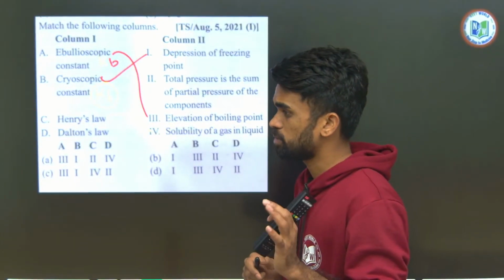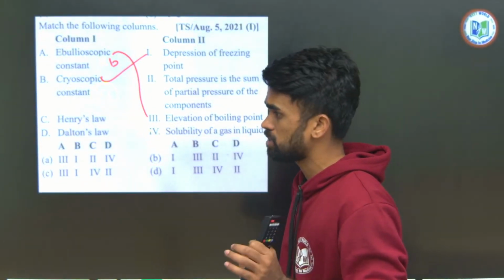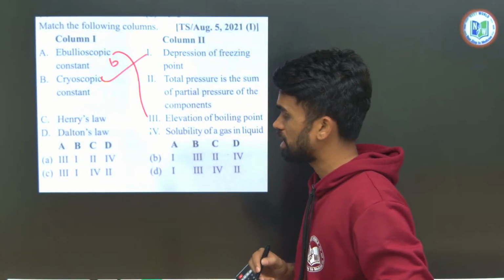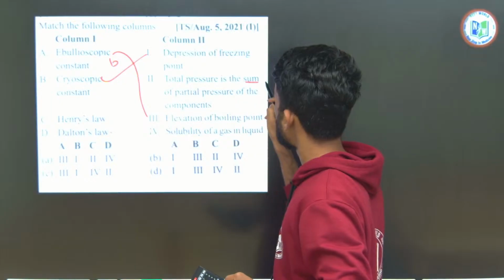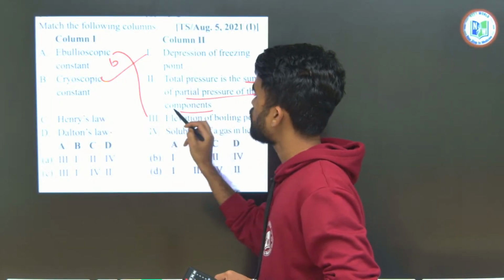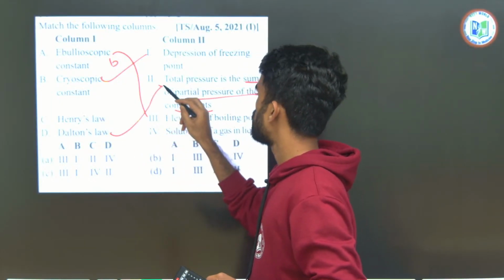Henry's law and their questions were properly discussed in the last sessions. Next, one more thing here is Dalton's law. Total pressure is the sum of the partial pressures of the components. Yes, so D is 2.